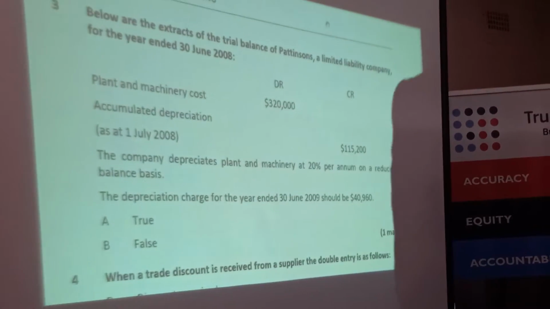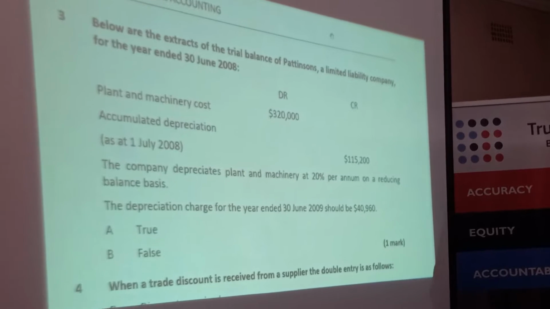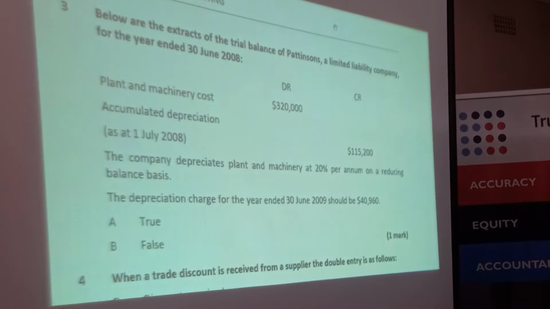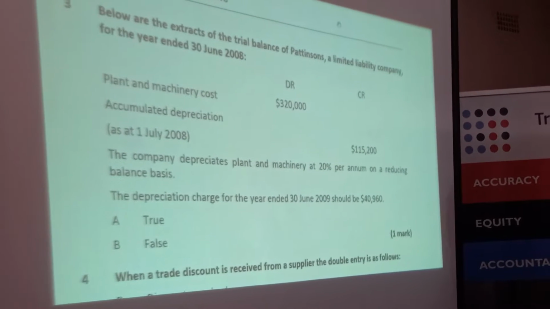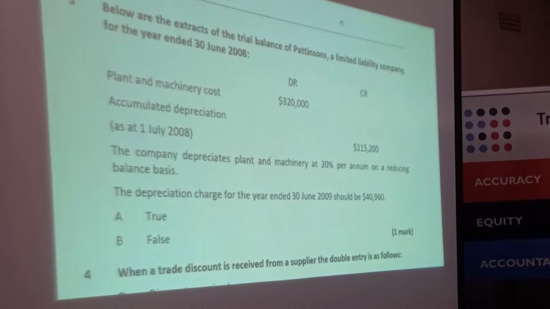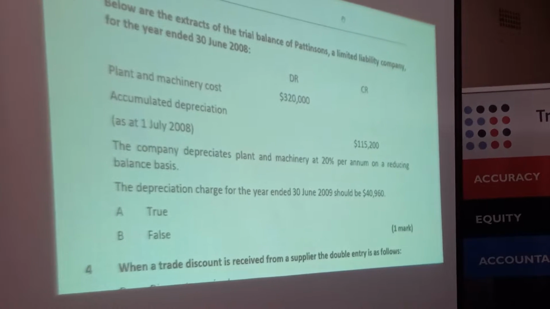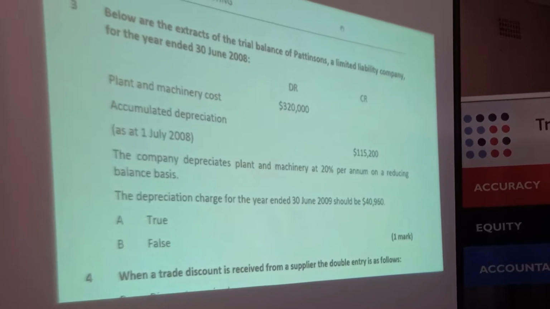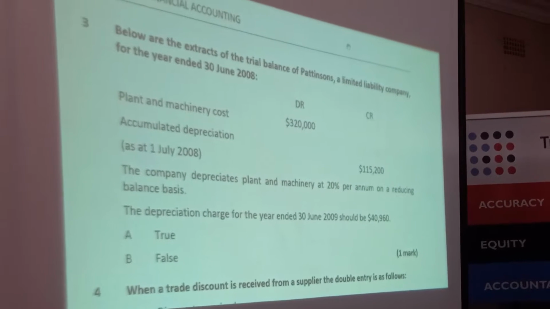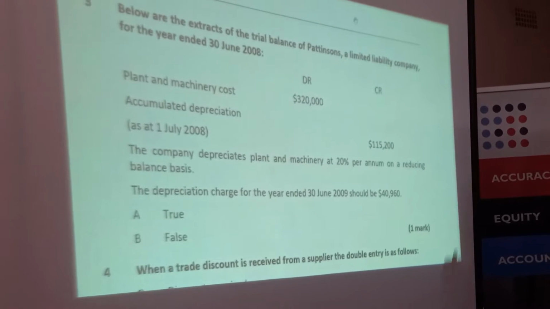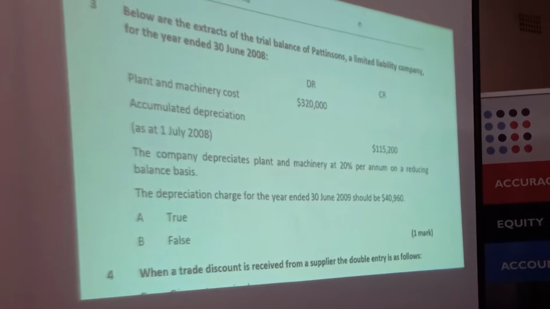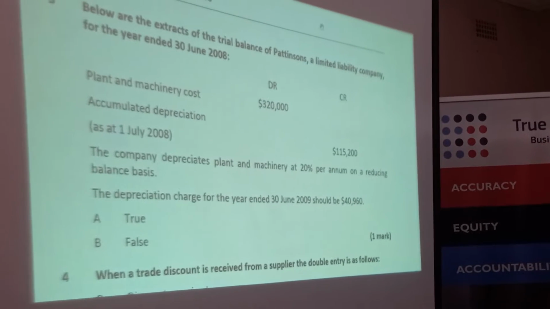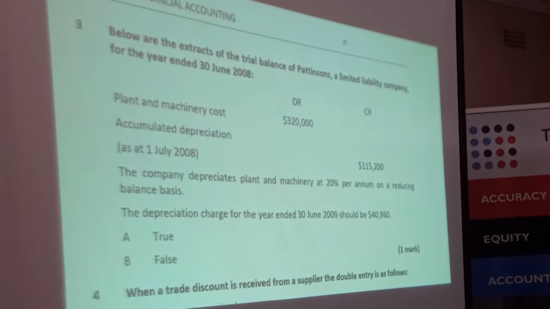Right, number 3, these are non-current assets. The depreciation charge for the year should be 49,600, right? Guys, on this question, someone would just say, don't be too lazy to calculate, right? You have to prove that, is it 49,600 or it's not? Let's read the question. We are given the cost of 320,000 and the accumulated depreciation of 115,200, right? Then they're saying the company depreciates plant and machinery at 20% per annum using what? Yes, thank you, using reducing balance method.